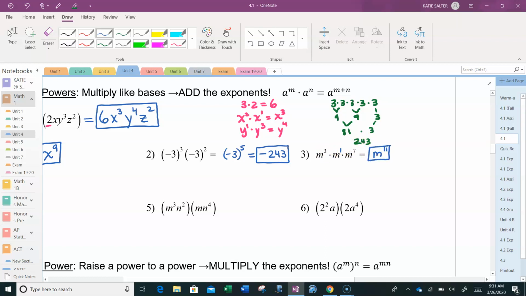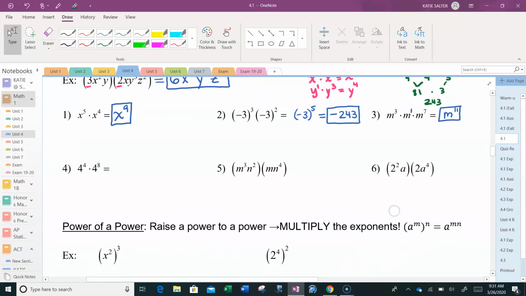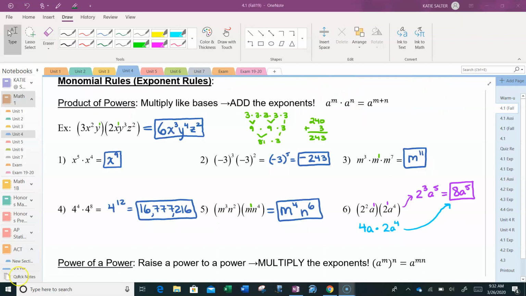Okay, now on your sheet of paper, copy down the next 3 problems. Try them, pause the video when you're done, turn the video back on to see how to work them out.